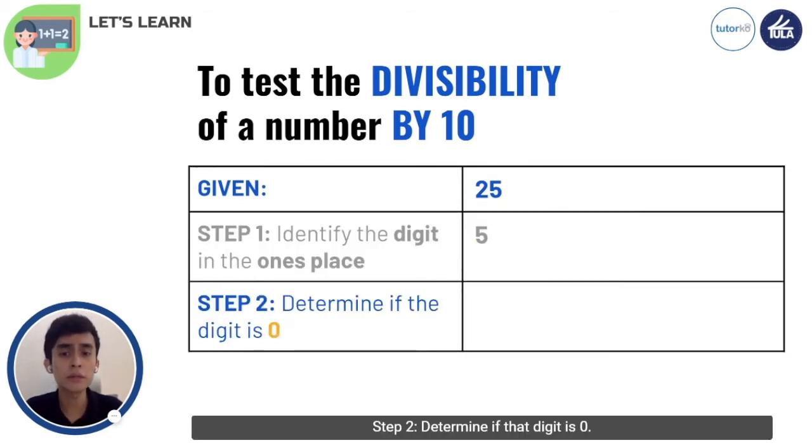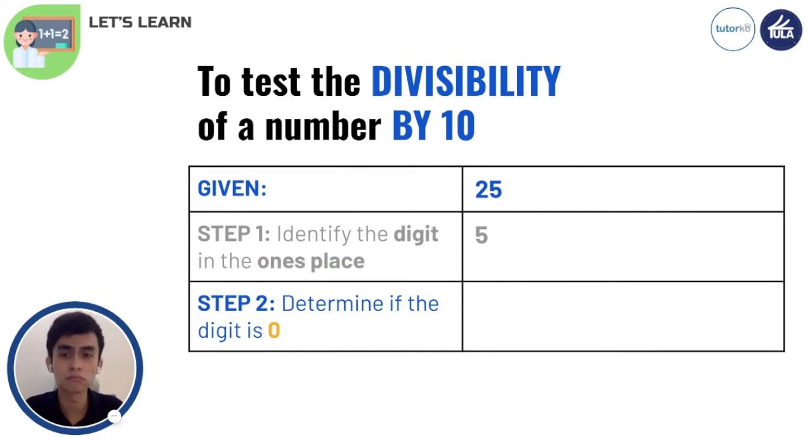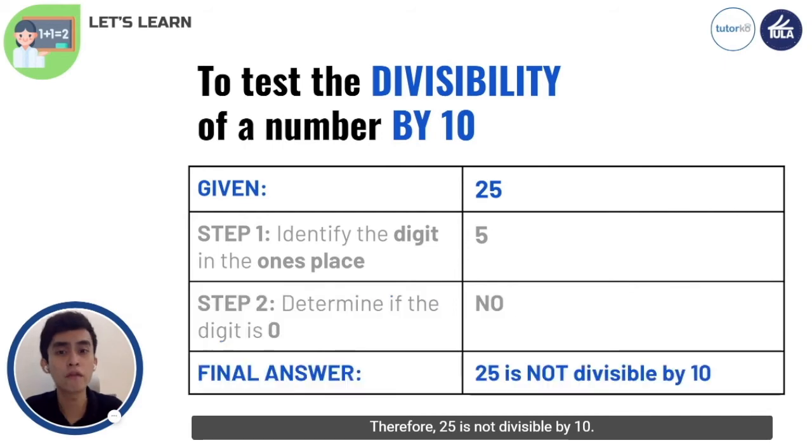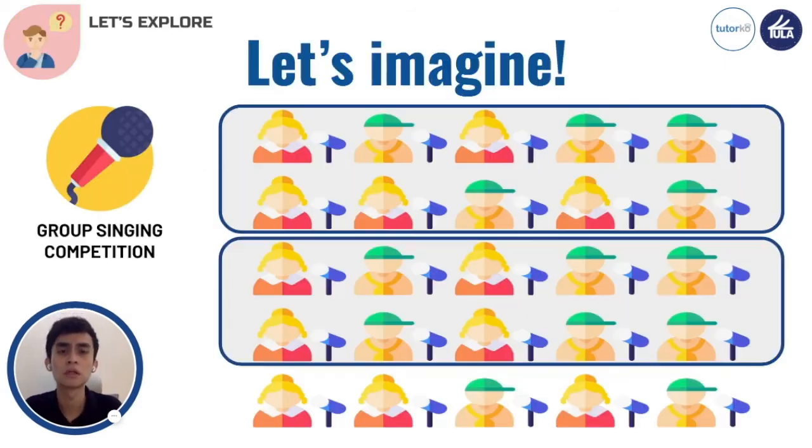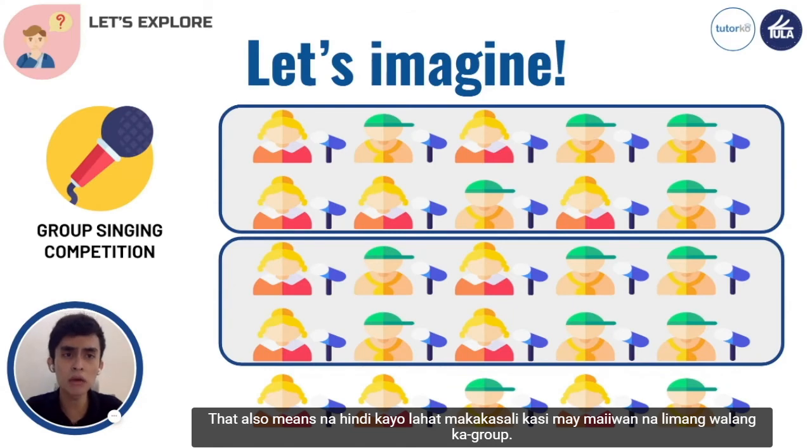Step 2, determine if that digit is 0. And is it 0? No. Therefore, 25 is not divisible by 10. That also means na hindi kayo lahat makakasali kasi may iwan na 5 walang ka-group.